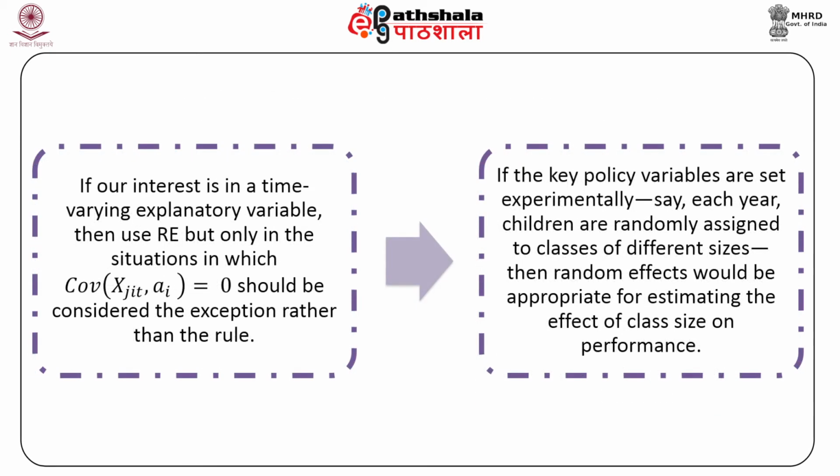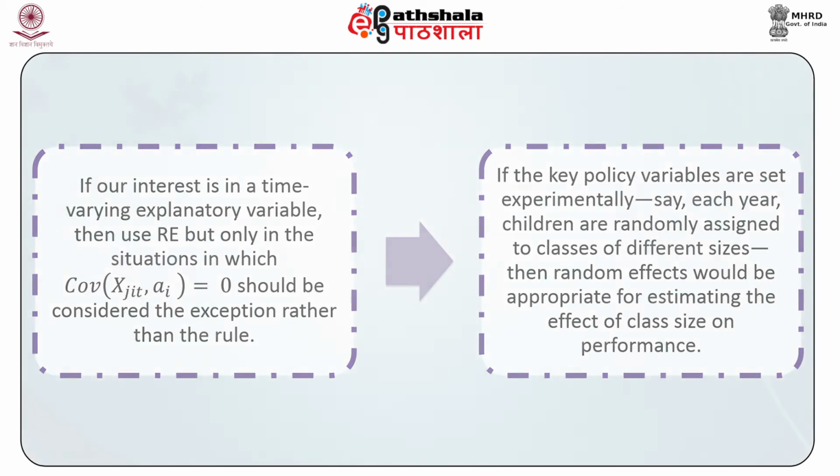If our interest is in a time-varying explanatory variable, then use random effects, but only in the situations in which the covariance between x_jit and a_i is equal to 0. This should be considered the exception rather than the rule. If the key policy variables are set experimentally, say each year children are randomly assigned to classes of different sizes, then random effects would be appropriate for estimating the effect of class size on performance.